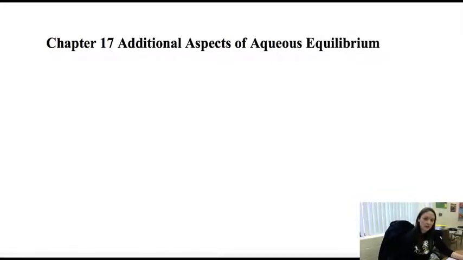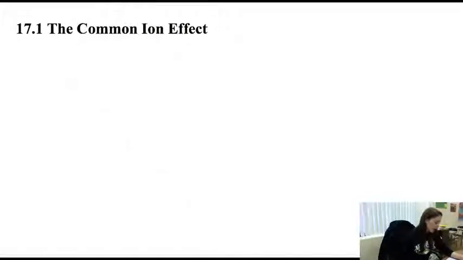Okay, chapter 17 is additional aspects of aqueous equilibrium. There are basically three parts to this chapter. There are buffers, then we have titrations, and then we're going to look at KSPs or solubility products. So we're going to start off here with buffers, and that starts out with the common ion effect.